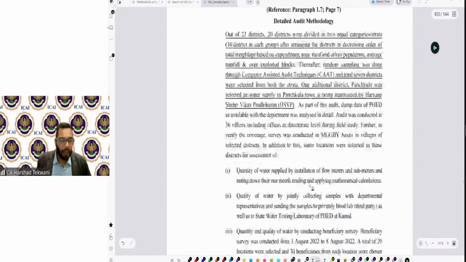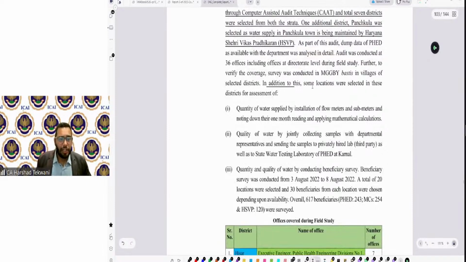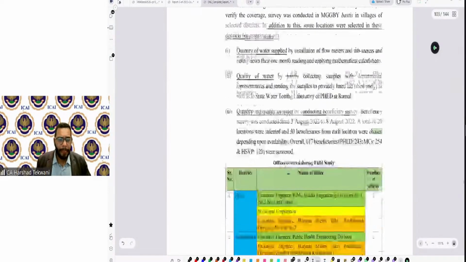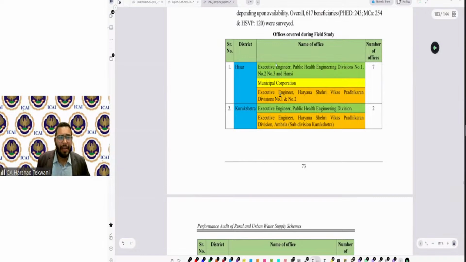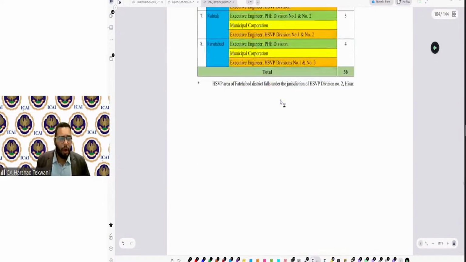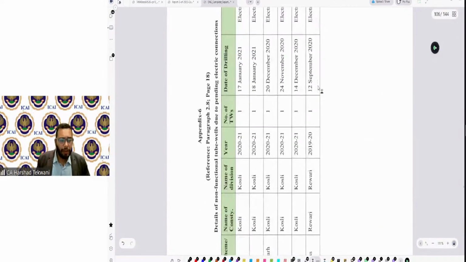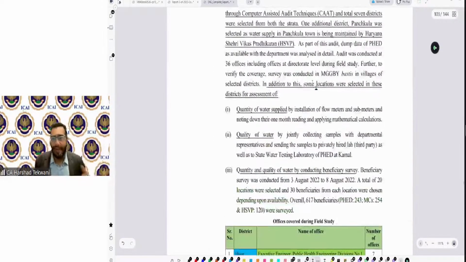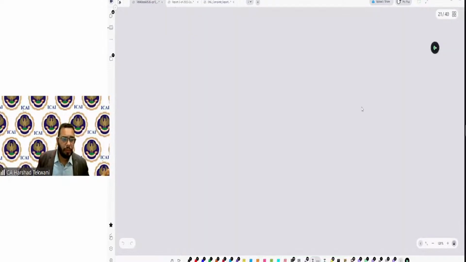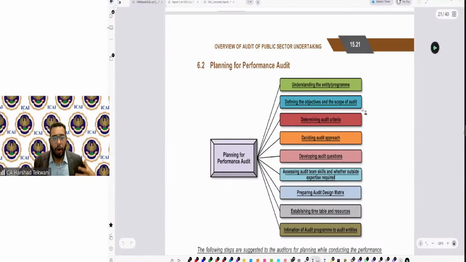a particular authority. Then what they did is, in addition to this, some locations were selected in these districts for assessment of quantity of water supplied and quality of water supplied, by conducting a beneficiary survey. Then they have provided the offices where the surveys were done, all those details. Details of villages covered. A lot of things are provided, and these are decided at the planning stage. So the detailed audit approach, what we will be doing and how we will be doing it.